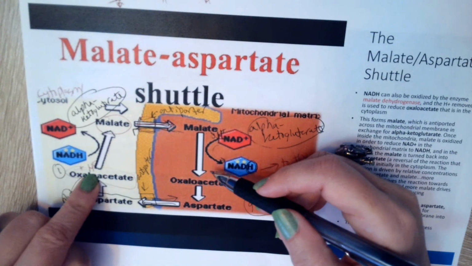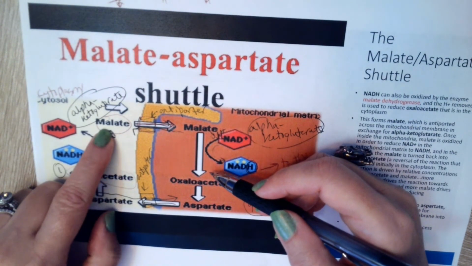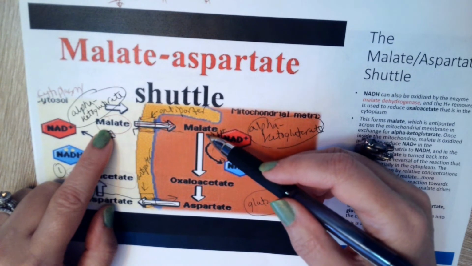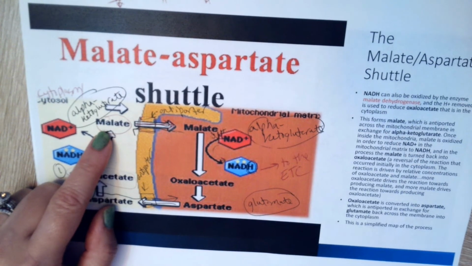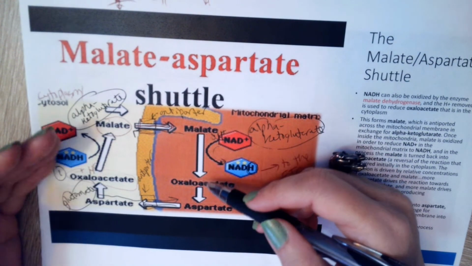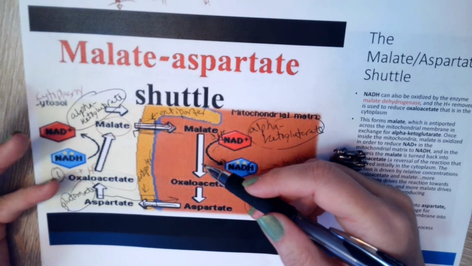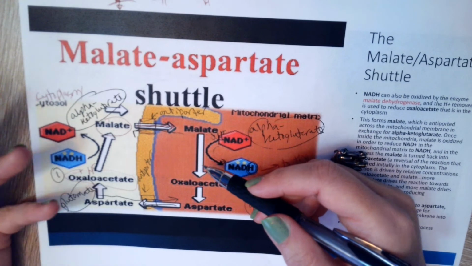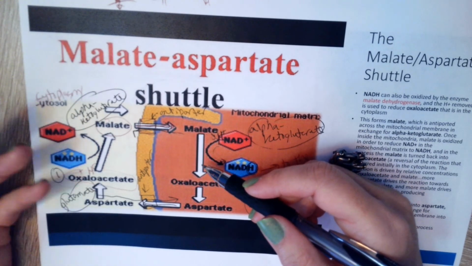So now we've just reversed. Over here we take oxaloacetate and turn it into malate. Over here in the mitochondria we're going to take malate and turn it into oxaloacetate. So it's just a reversal of the reaction. And we are taking hydrogens at this point. We're just moving a hydrogen from one place to the other.